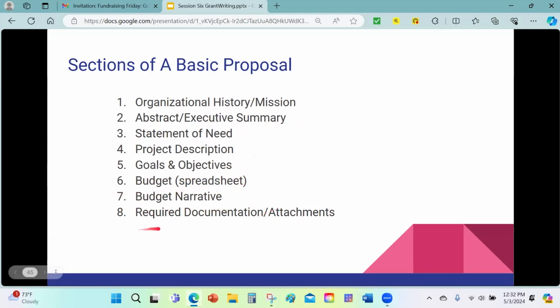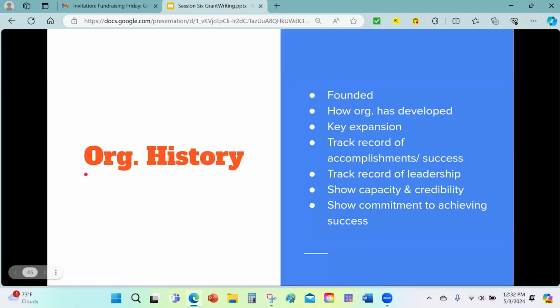And then, of course, most funders require documentation and attachments like our 501c3 paperwork, right? We typically always have to upload that 501c3 information. Sometimes they also require things like your most recent audit. That's a good example. So what is included when you write your organizational history?